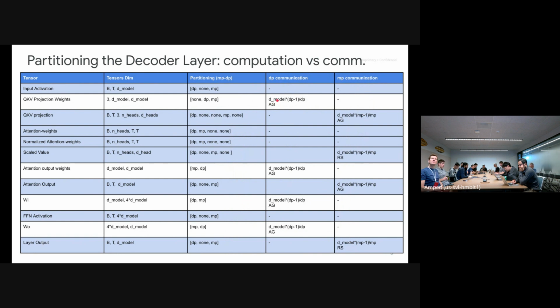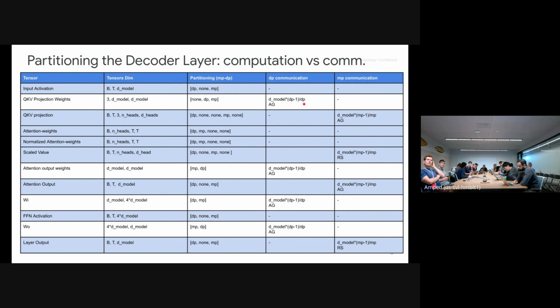And if you analyze this, it is again mapped to the whole notion of assuming a ring. For example, here what we are doing is that for the DP communication, I'm looking at this axis, which is the second axis, which has the width of the D model, essentially. So essentially the DP communication cost will be proportional to D model times (DP minus 1) divided by DP.